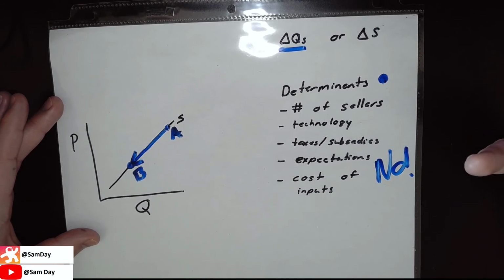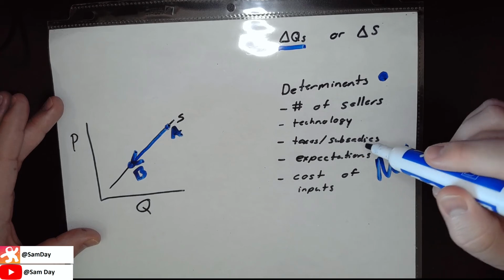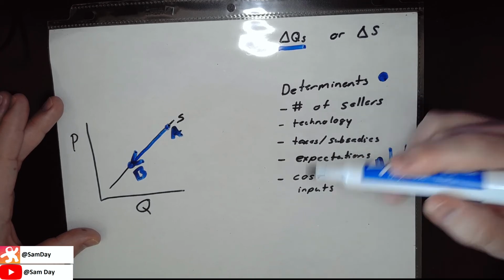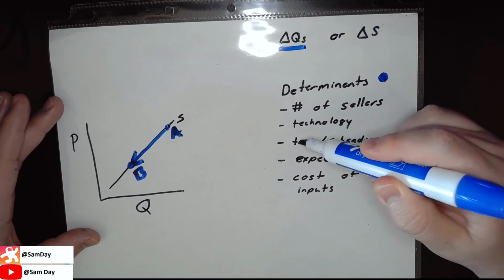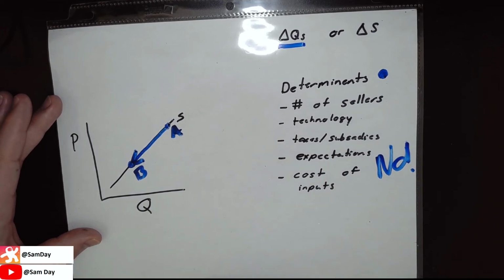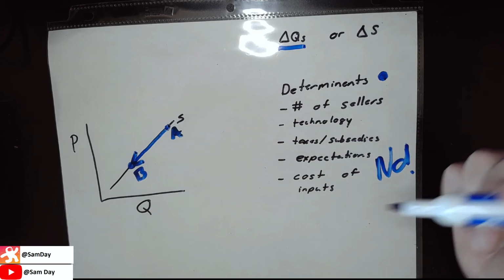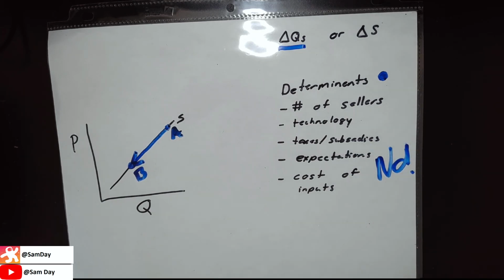When people take a test, or when I teach this in class, the one thing that gets people confused is which determinant goes with what. So remember, for supply, you have number of sellers, technology, taxes and subsidies, expectations, and cost of inputs. And for demand, you have the income effect, substitutes, complements, expectations, which shows up in both of them, and changes in preference.